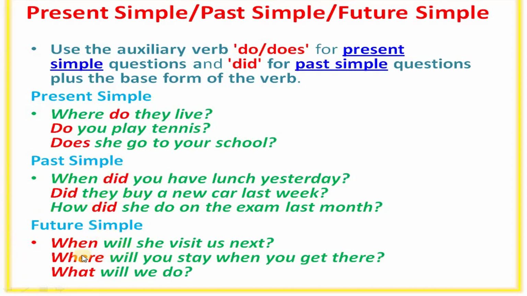Future simple. When will she visit us next week? Where will you stay when you get there? What will we do? So these are the interrogatives or question words or WH words we can use while forming future simple questions.